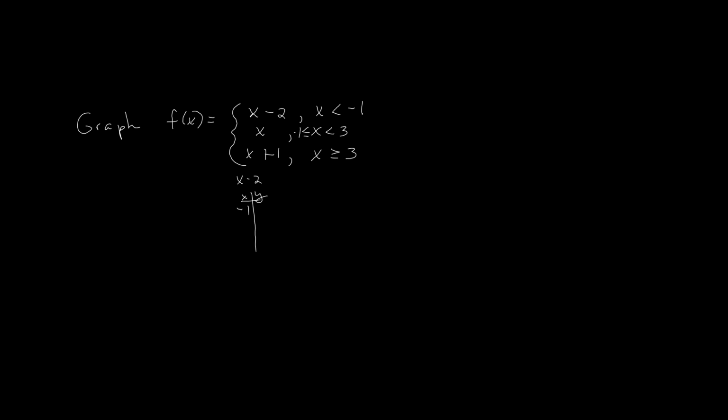So we'll go with -2, and we can keep going. We'll go -3 just for good measure. And so we plug those numbers in. -1 minus 2 is -3. -2 minus 2 is -4, and -3 minus 2 is -5.